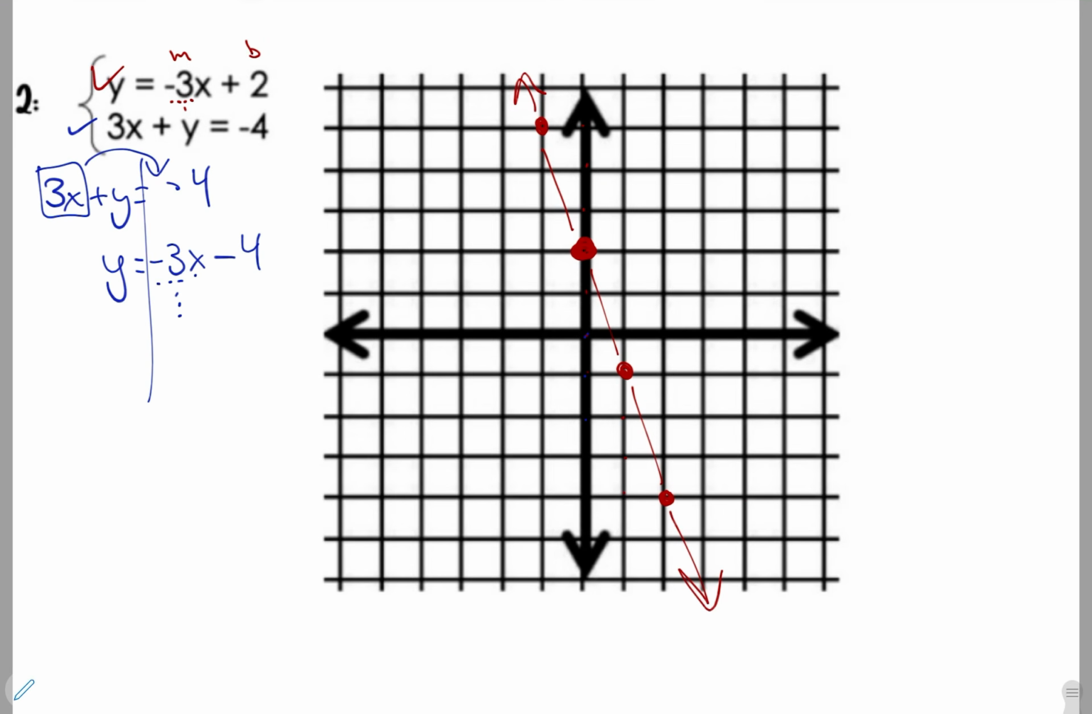1, 2, 3, 4. And then we go down 3 over 1. Ooh, not enough space. So up 1, 2, 3 over 1. Over 1, my bad. 1, 2, 3 over 1. These two lines have the same slope but different b values. These lines are parallel.